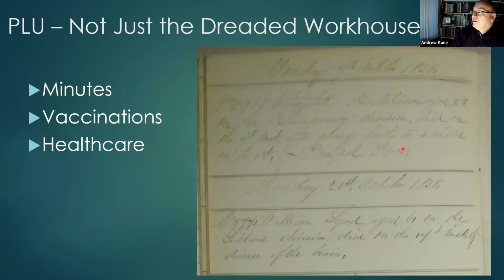This item on the screen is an extract from the Workhouse Master's diary of Limavady Workhouse. And it gives you just an indication of how absolutely brilliant these records can be, because these people are clearly not in the best of financial health and they've been admitted to the workhouse. But we're talking the 1830s here, 1834. So there's no civil registration.